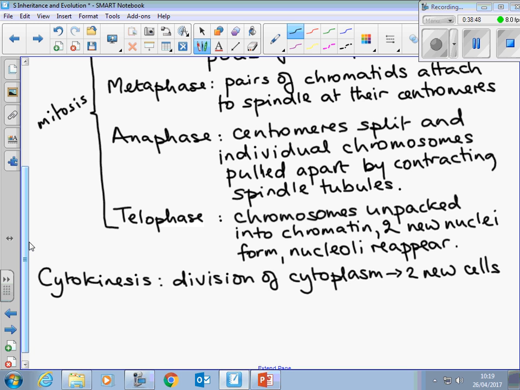Now in animal cells, that's no big deal because it's just a matter of building some new membrane across the middle. For plants, it's a bit more hard work because obviously they've got to create cell wall as well. So yeah.